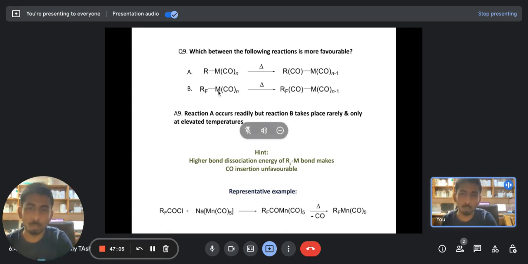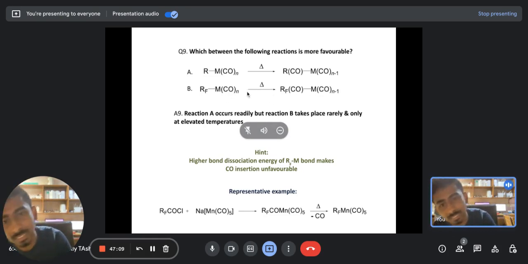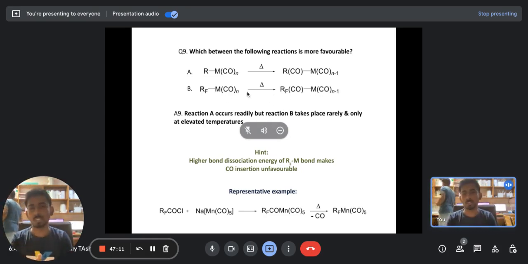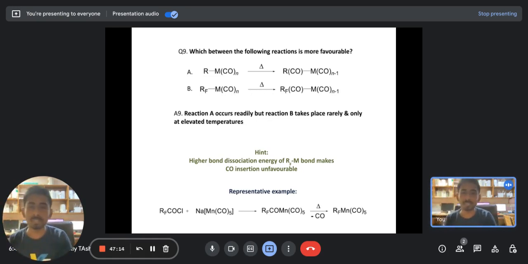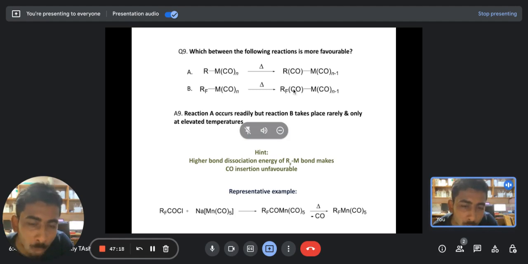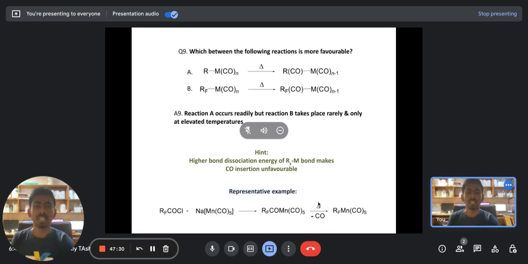But as I have told, the forward reaction is not favorable. If the forward reaction is not favorable, the backward reaction automatically becomes more favorable in nature. So here, since the RFM bond is quite stable, this molecule will readily get converted into this molecule by the elimination of this CO. Because this RFM bond is quite stable, this CO will get eliminated in the presence of temperature, and we are having this RFMn(CO)5.